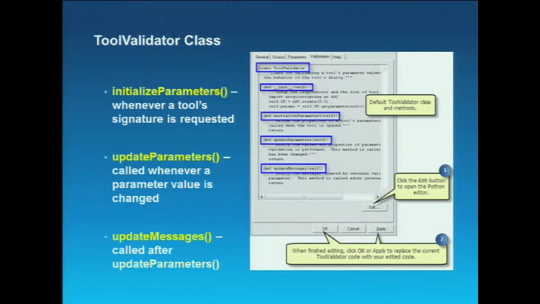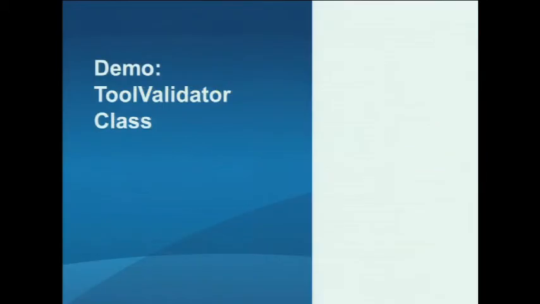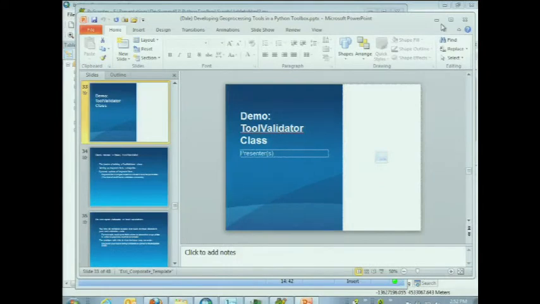You can put some values in there if you want default values, set some things up. Every time something changes on the UI, update parameters gets called. You're able to validate it, able to enable, disable parameters, and after update parameters is called, then update messages happens, and that's where you get called, and you can do some things with messages. So a real quick demo here.